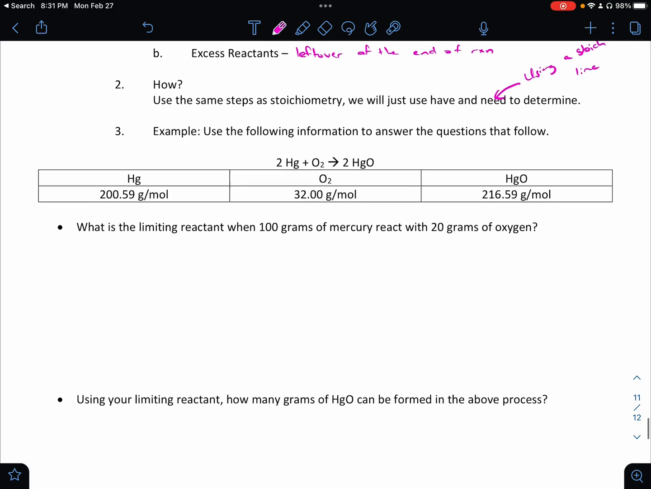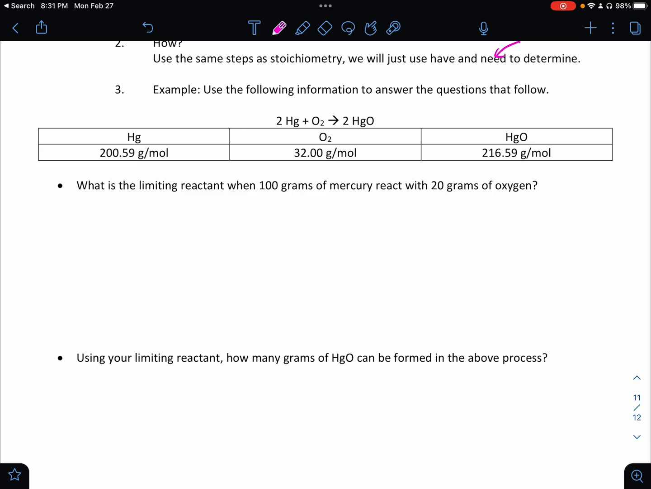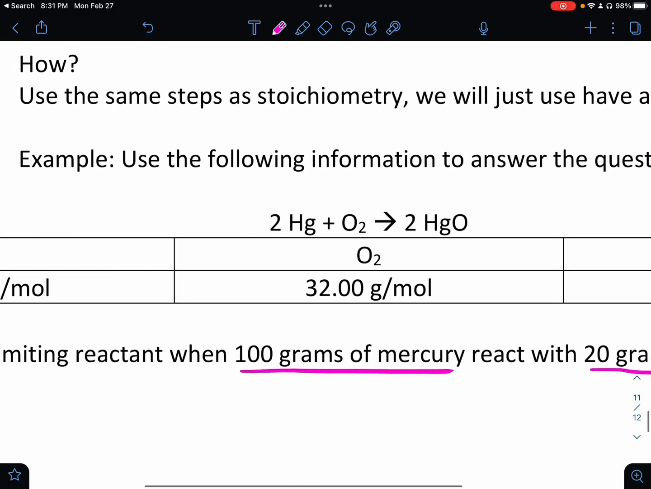So let's take a little look at this example right here. We've got 2Hg plus O2 gives us 2HgO. We have our molar masses below. We have 100 grams of mercury. We also have 20 grams of oxygen. So if we write right above here, I'm going to write a little line for have, and a little line for need.